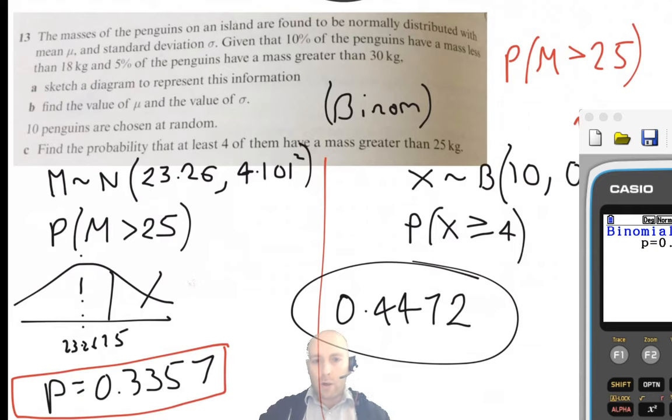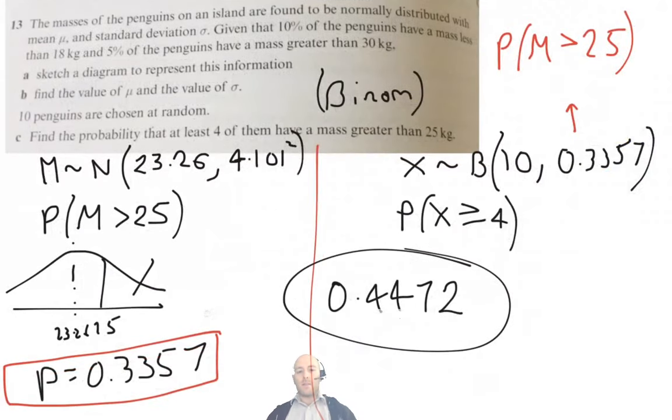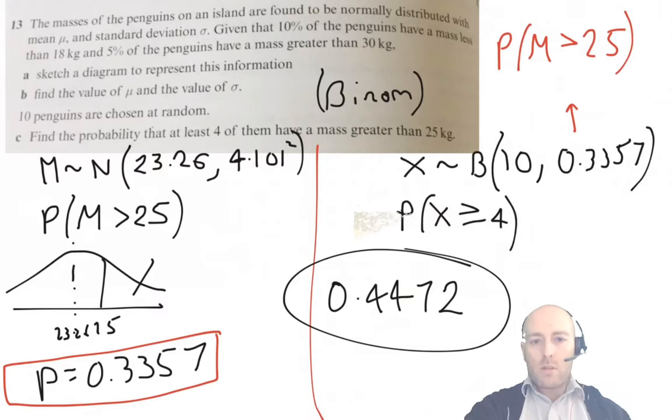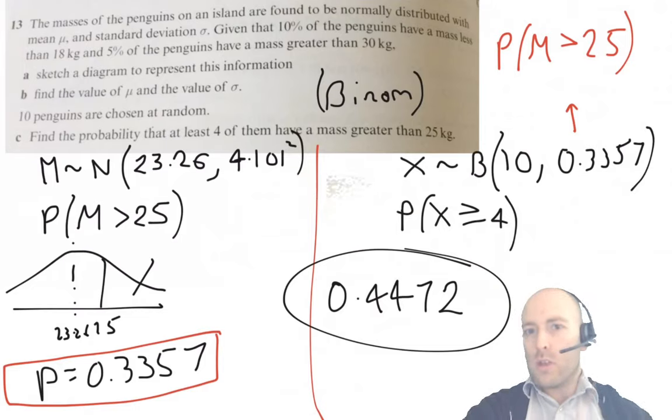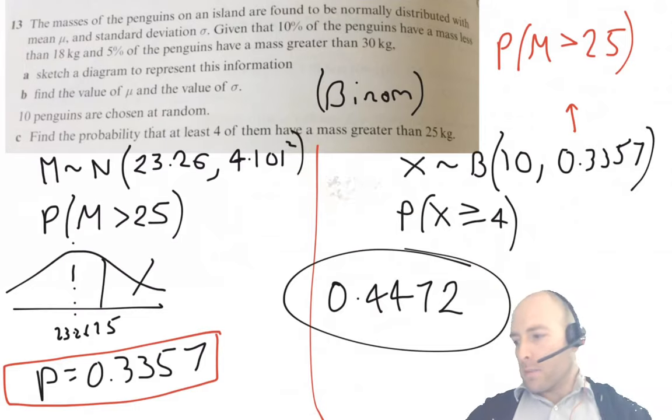Cool. Right, has anyone got any questions about this one? Because this is pretty tricky. It's normal, almost as bad as it can get, having to work out what mu and sigma are, and then it turns into a binomial question as well. So pretty much as bad as it could get for a normal question. Has anyone got any questions at all? We're almost at the end. I'm going to set you guys a bit of work to do, but that'll be it.